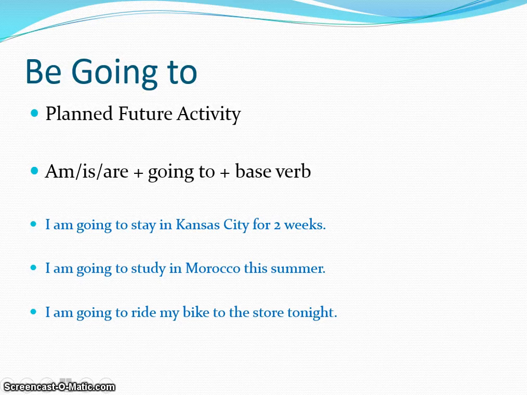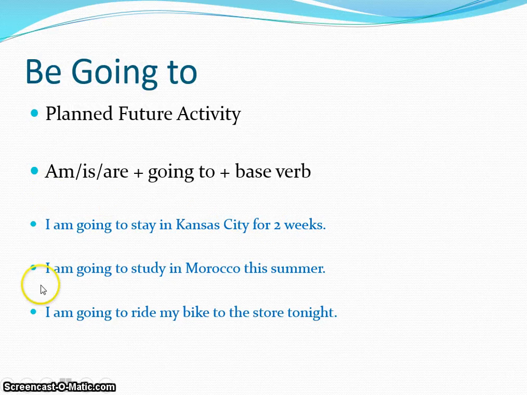Now in the future, we have something called be going to. Be going to is the form you're going to use when you have planned to do something in the future. And the formula is am, is, or are plus going to plus the base verb. So I could say, I am going to stay in Kansas City for 2 weeks. So I've planned this activity, and I'm going to do it in the future.